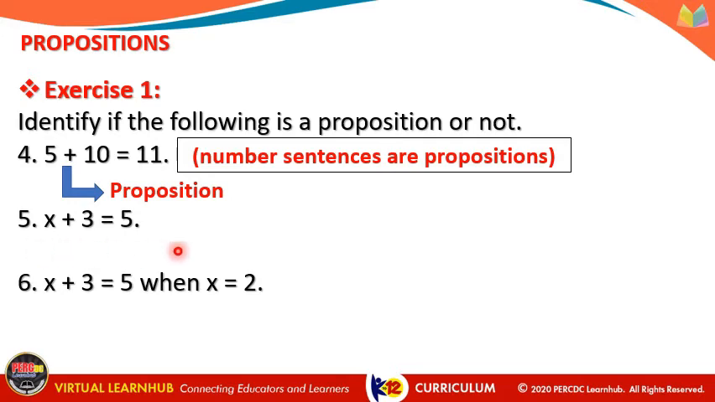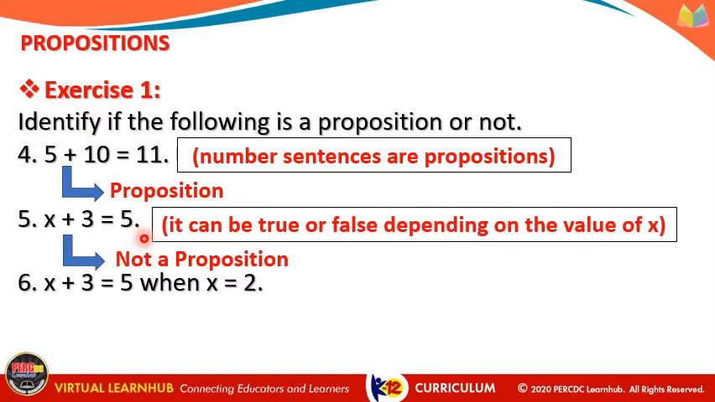Next, x plus 3 is equal to 5. Now take note, this is not a proposition. Why is it not a proposition? Remember that the second condition for it to become a proposition is it should be clear that the statement is true or false. As you can see, the value of x will dictate if the equation will become true or false. Since it can be true or false depending on the value of x, it can be either true or false.